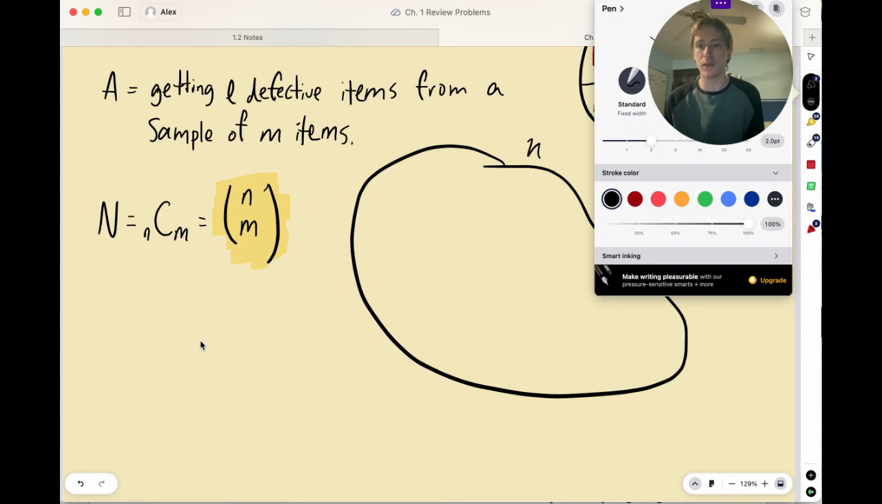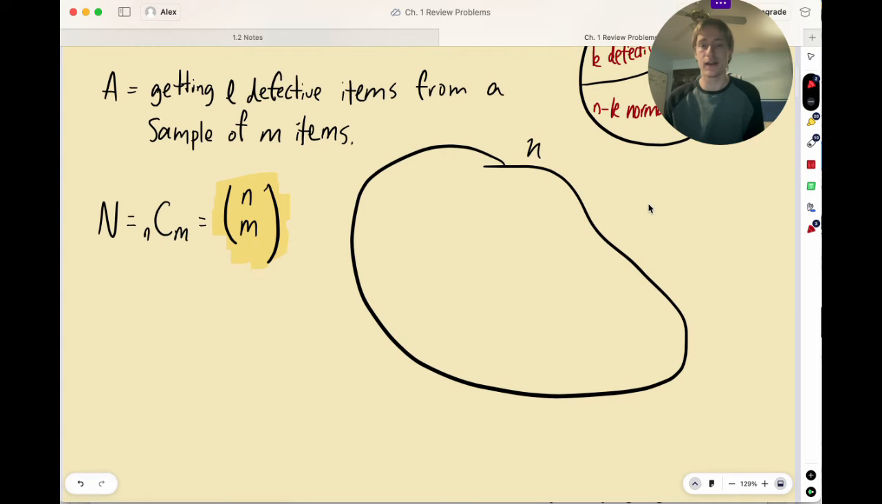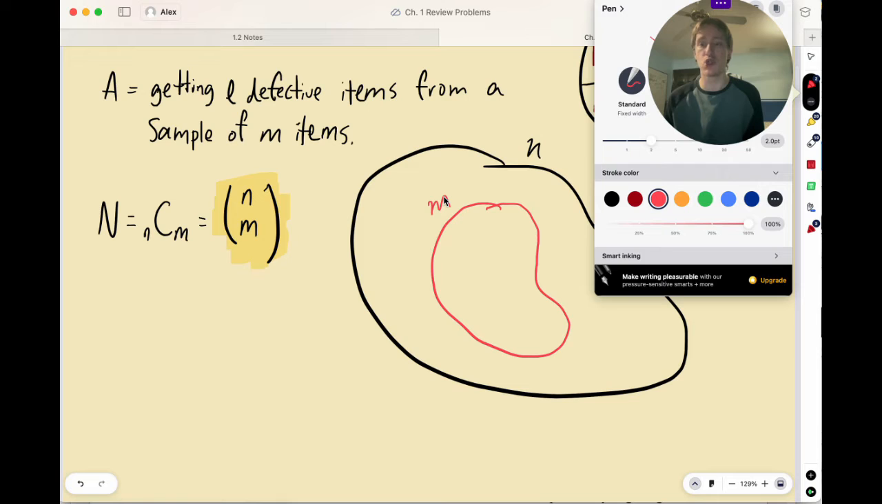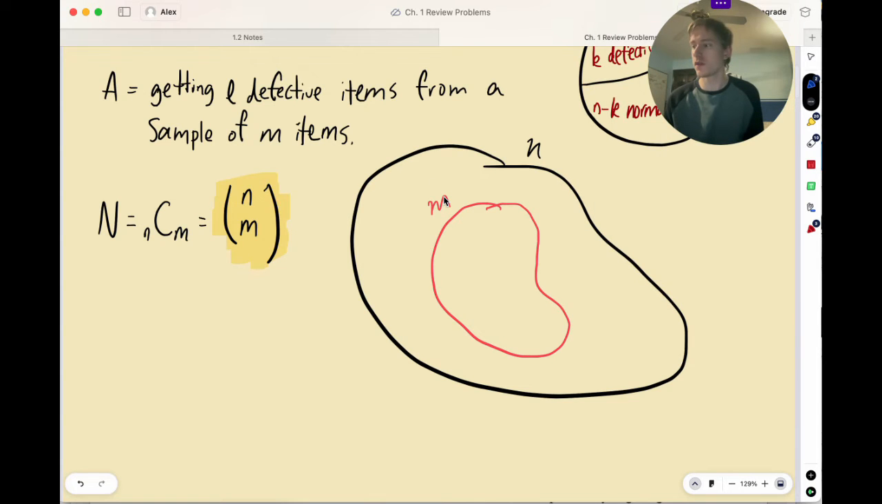And what I'm going to do next is draw a smaller sample. And this sample is going to contain m items. And we can further break this sample up into 2 smaller samples. Okay, and that's going to be kind of important. So I'm going to partition this in the following way. My first small sample is going to contain L defective items, which is what I want. Well, that means the other part of my sample contains m minus L items that are not defective.